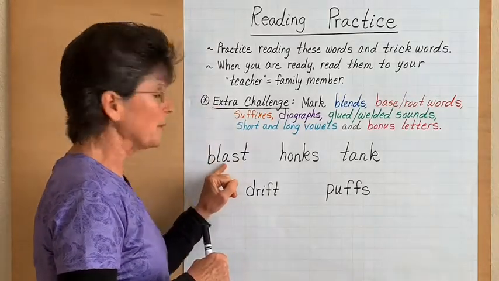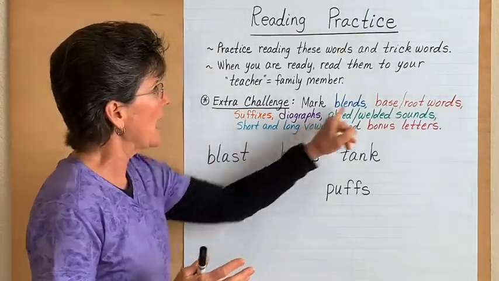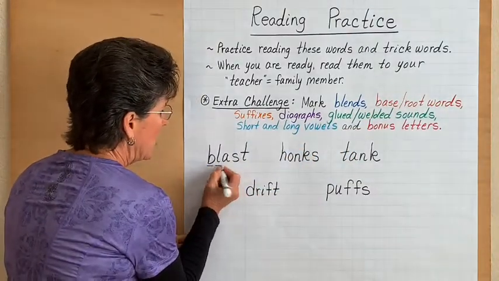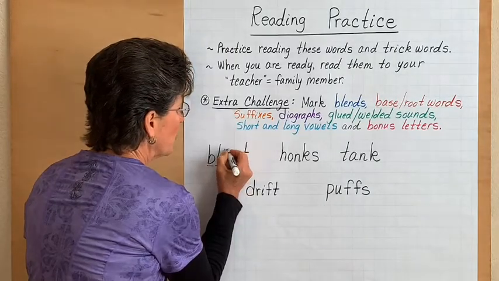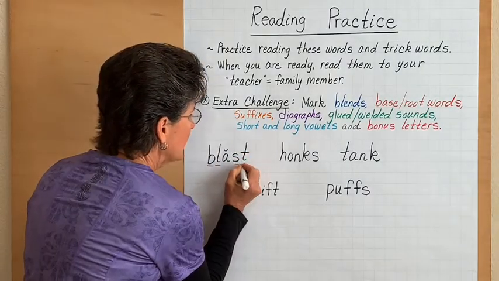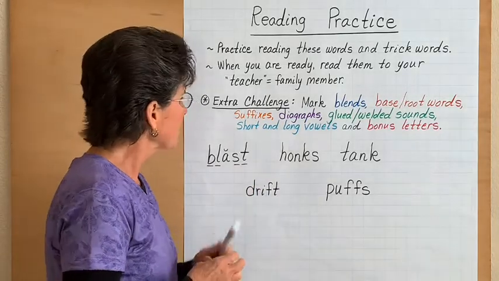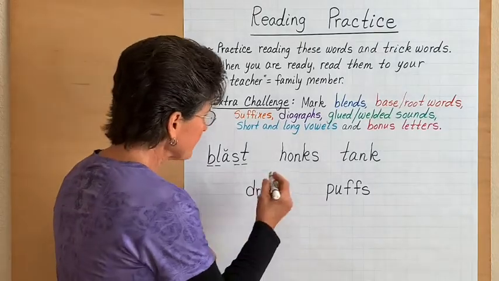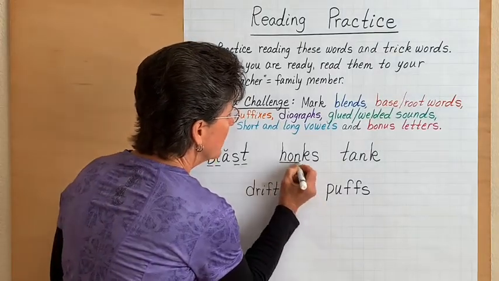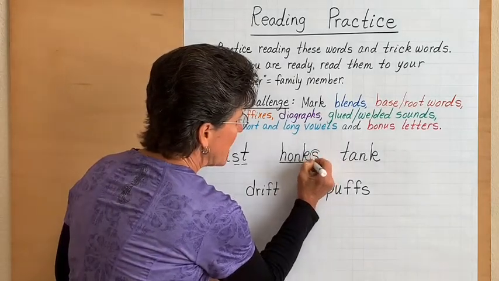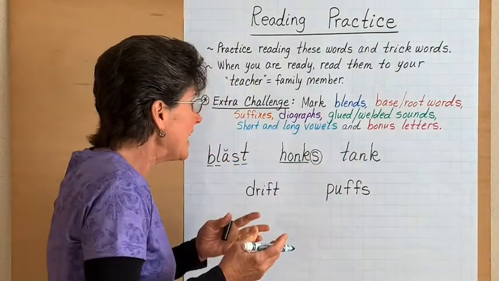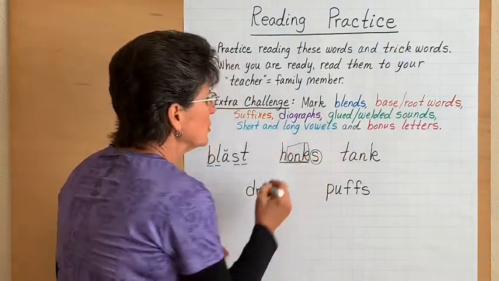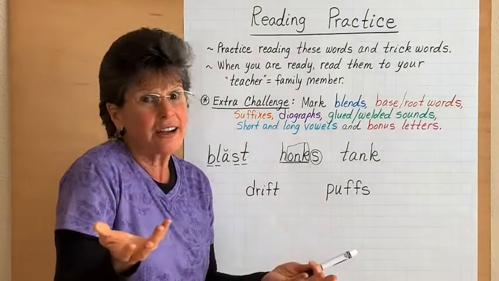And I'm going to look at my first word, blast. And I'm going to see, okay, I have all these things I have to be looking for. So already I see a BL, blend. I hear a short A sound, and ST, another blend. Then I go to my next word, honks. I know, a lot of you are already saying it. It has a base root word of honk. Yep. It has a suffix S. Good job. And you're right, there's an onk, O-N-K, glued welded sound for a picture of honk, right?